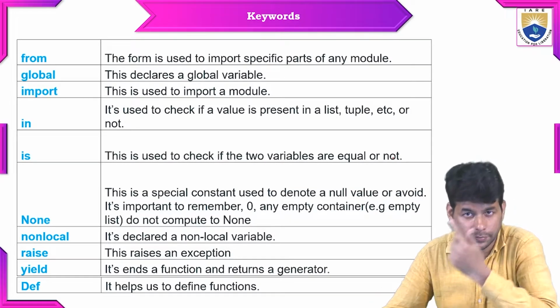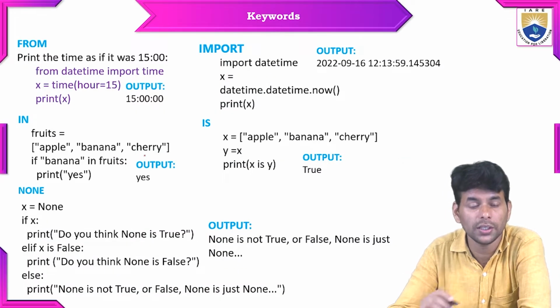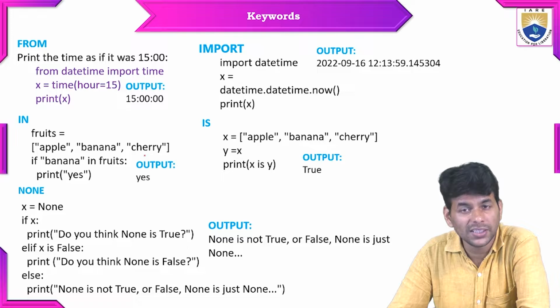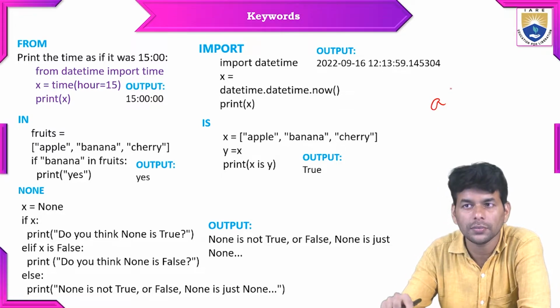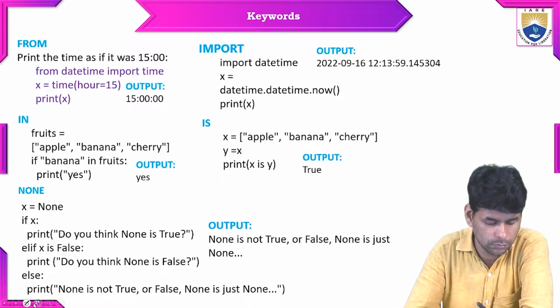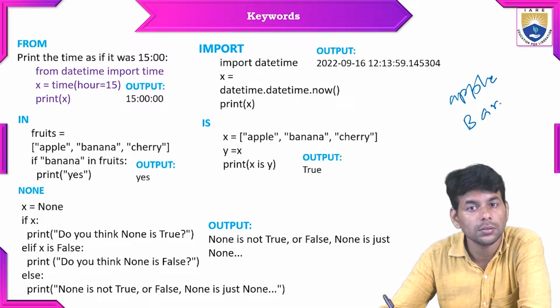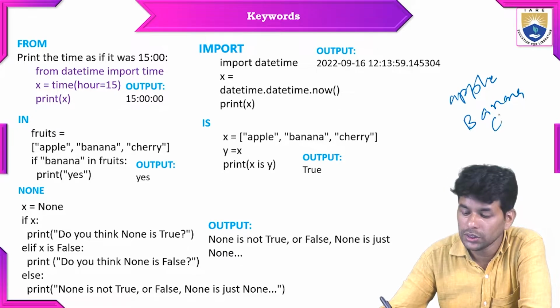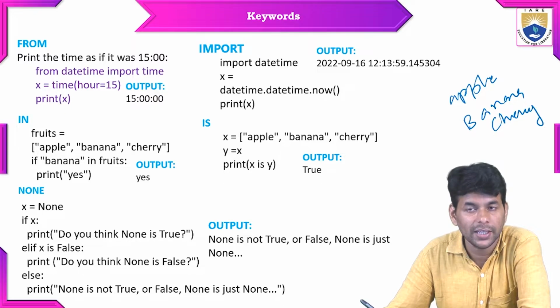Let us see one example here. This is the in keyword. I am taking one example on a list. The list has items: apple, banana, and then cherry. These are the list of items which we have declared in my program.